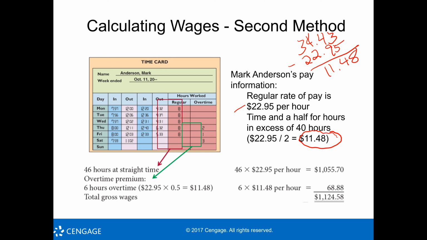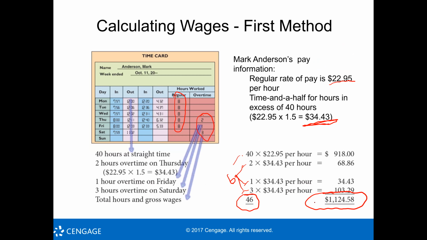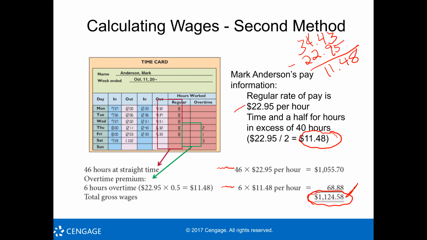So then using this second method, we take his total hours times his regular pay. So 46 hours total times the regular pay of 22.95 per hour. And then we take the 6 hours overtime times 11.48 per hour, and we add it up that way. And it equals the same number, 1124.58, right? If we go back, 1124.58. So it equals the same number. It's just a different way to calculate it, right? Like there's more than one way to eat an Oreo.